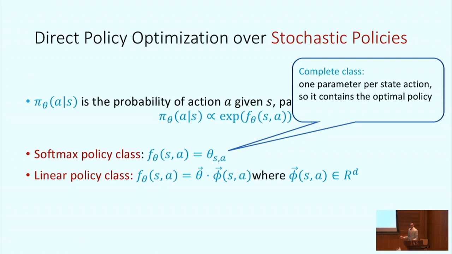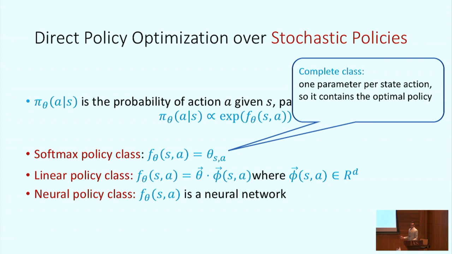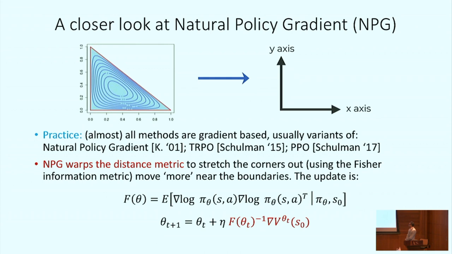And of course, the one we use now is our favorite, neural networks. F could be some deep neural network, possibly with various structural constraints in it. What's the behavior of using a method like this? So these are three classes we want to consider. And let's look at our optimization algorithm. Again, pretty much all of the methods are gradient-based.